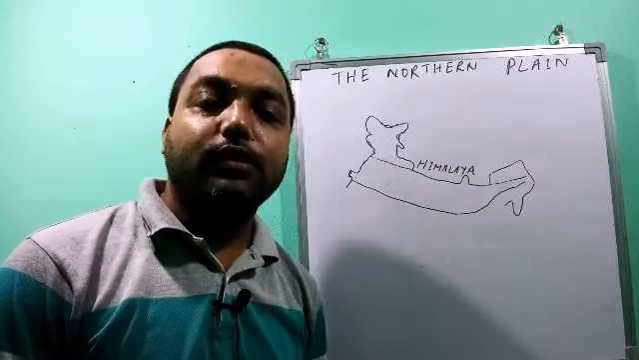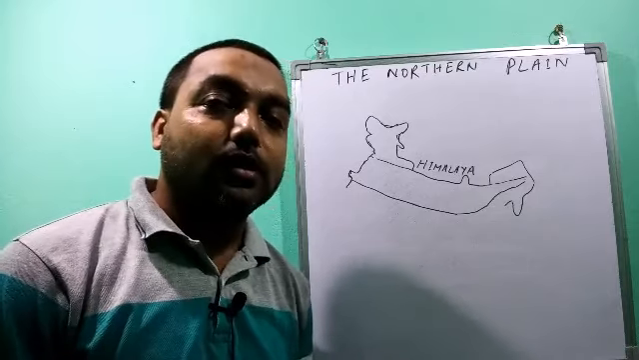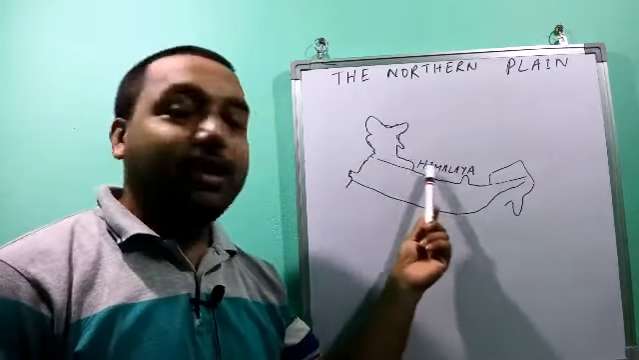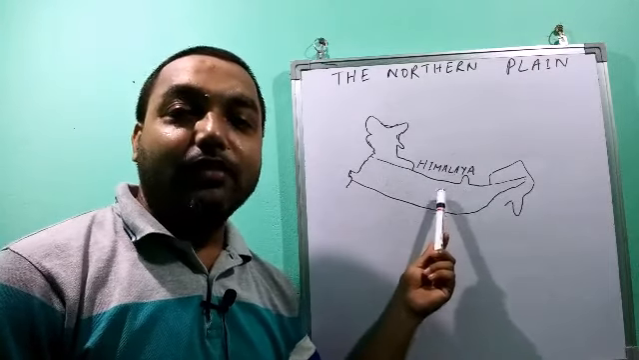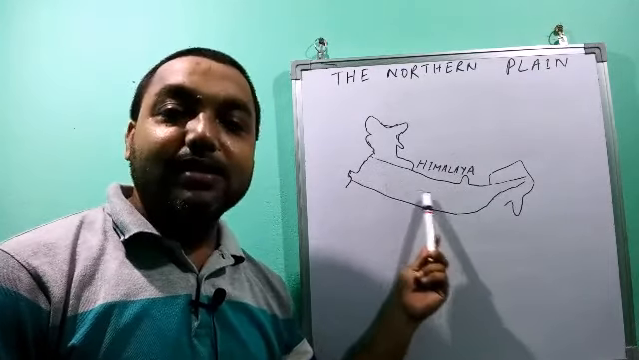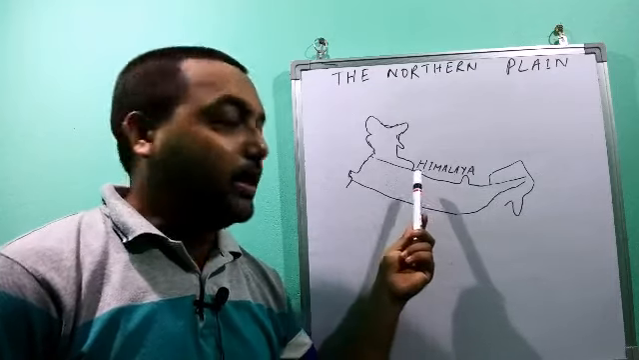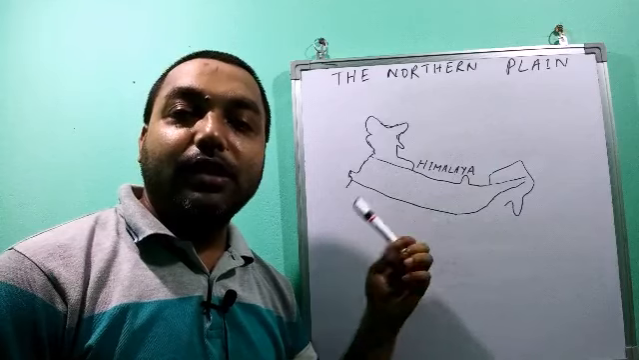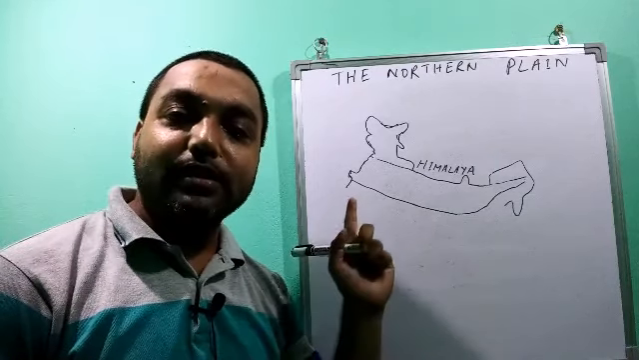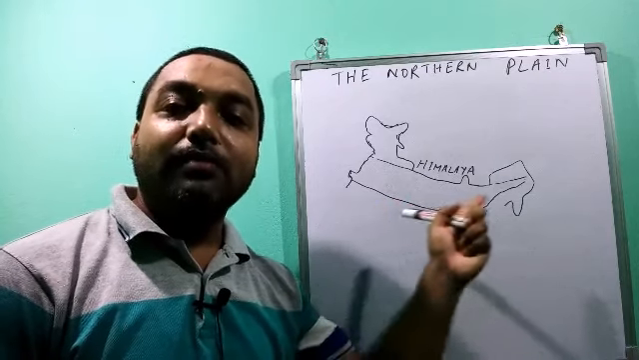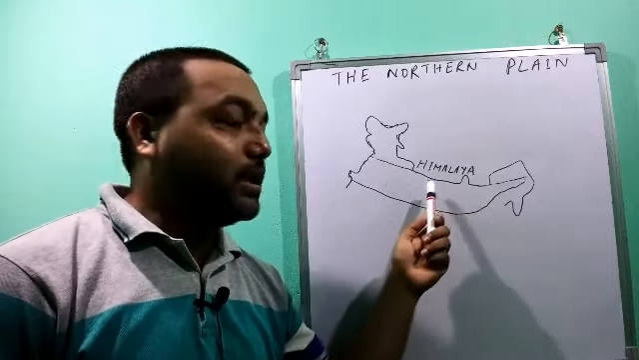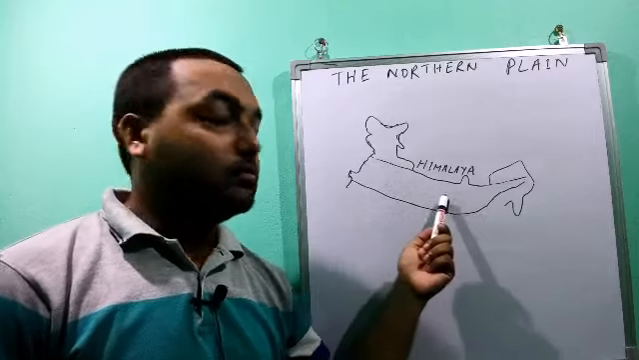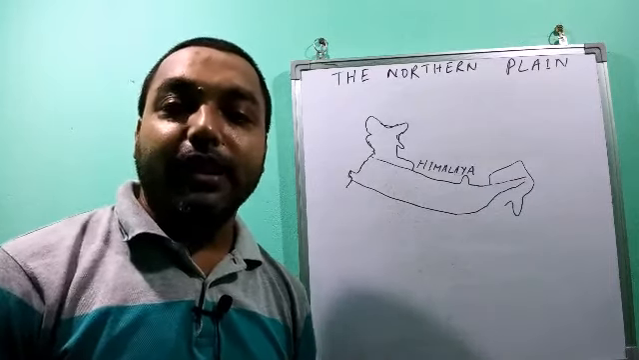So let us move to the next physiographic division, that is the northern plain. Just where the Himalayan mountain has ended, from there only a big extensive plain is there, and this is known as the Great Northern Plain. This plain has been made up of three important rivers of India, that is Indus, Ganga and the Brahmaputra. So let us discuss elaborately about the northern plain of India.